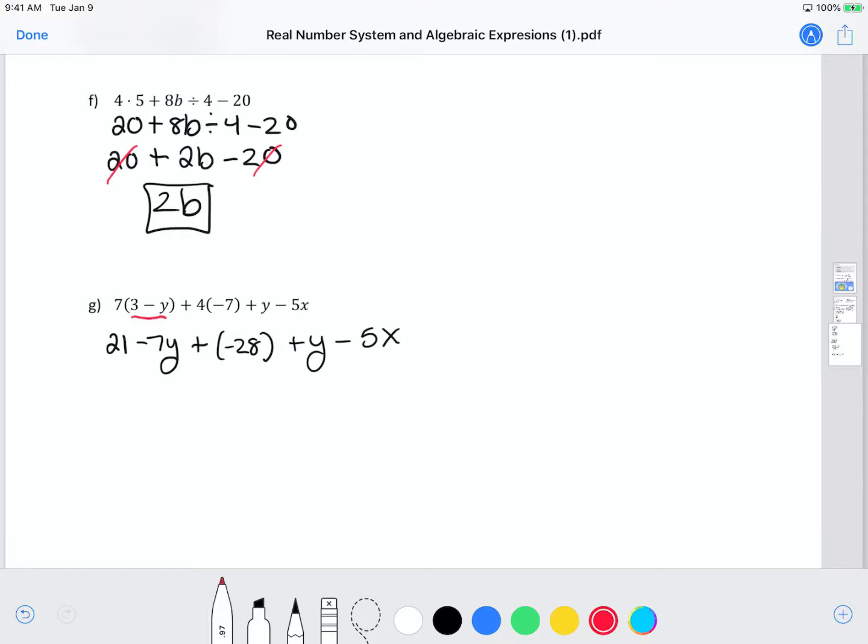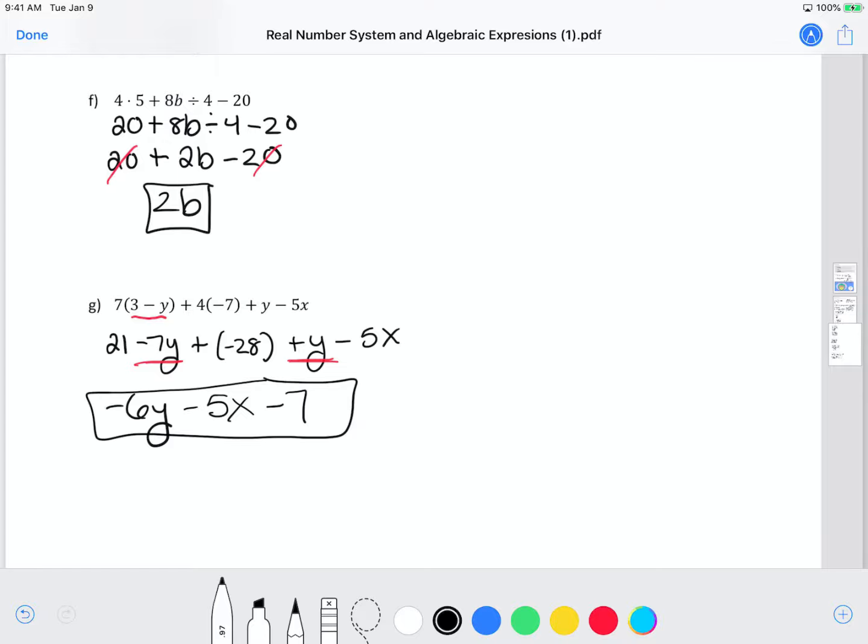If we look at our like terms, I have a minus 7y and a plus y. That gives me a minus 6y. I can't combine that negative 5x with anything because I don't have any other x's. But I can combine the 21 and the negative 28. The 21 and the negative 28, when I combine those, will give me a negative 7. So here is my final answer for part G.